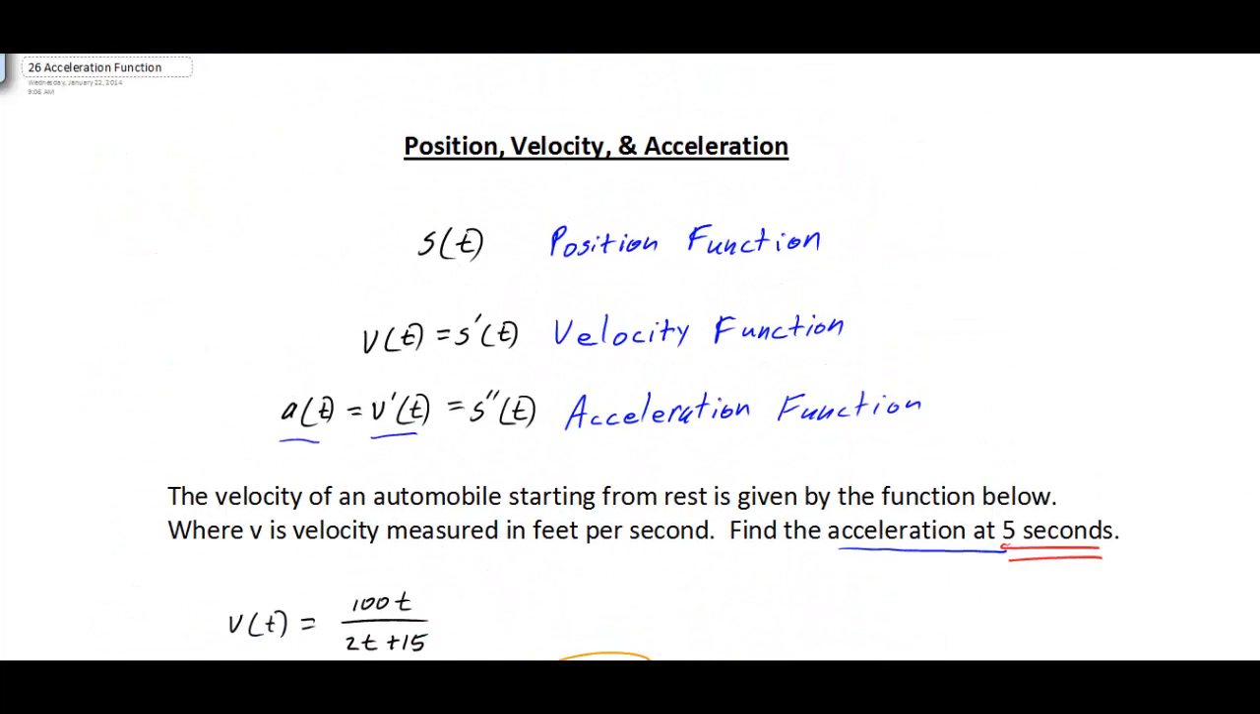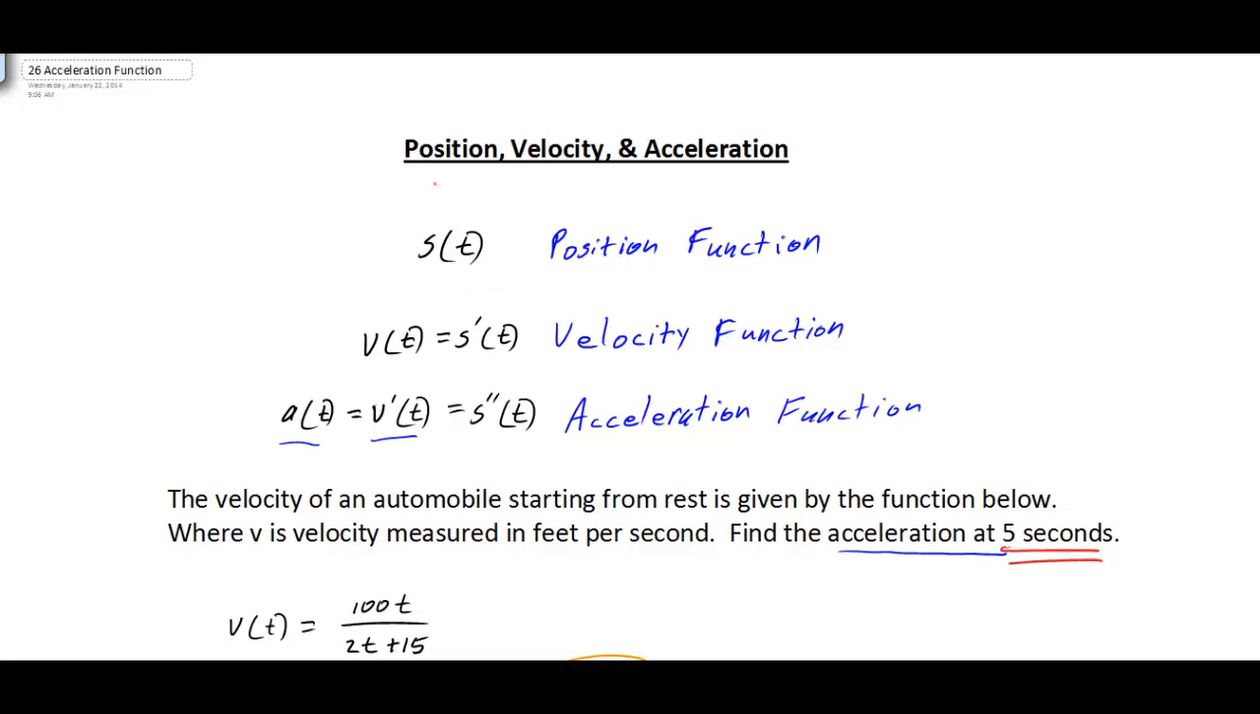So let's review again. When you're dealing with your position function, if we take the derivative, we end up with our velocity function, and you can take the derivative again, and you end up with your acceleration function. So these are your three important functions as far as position, velocity, and acceleration that you should be familiar with.